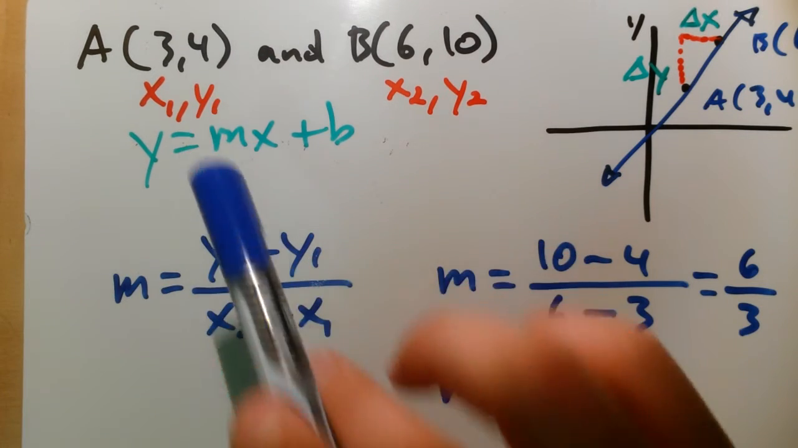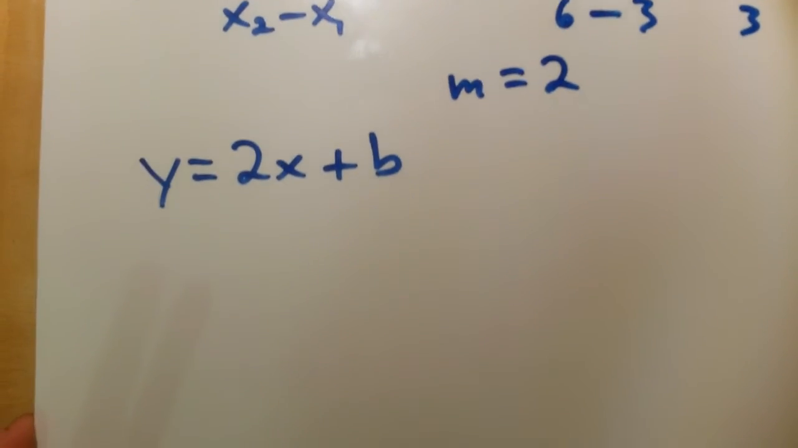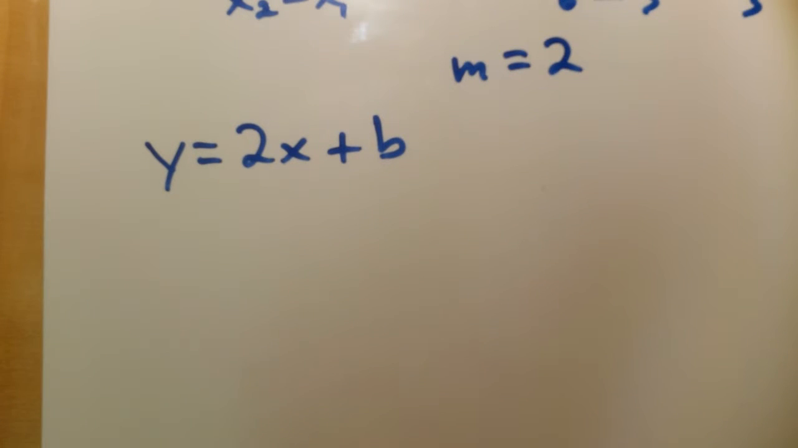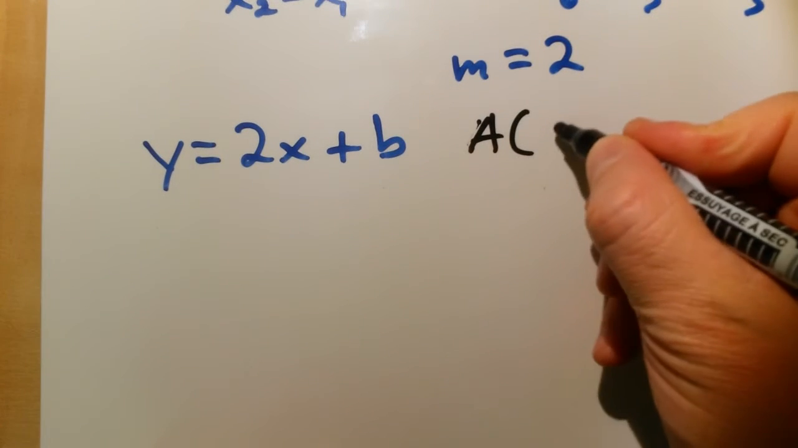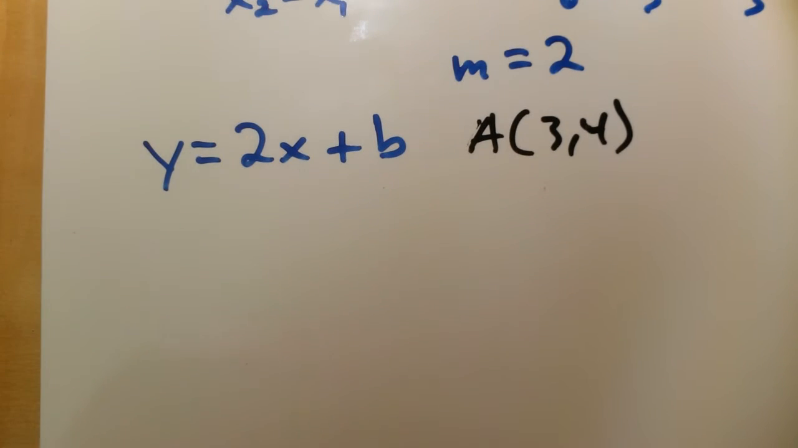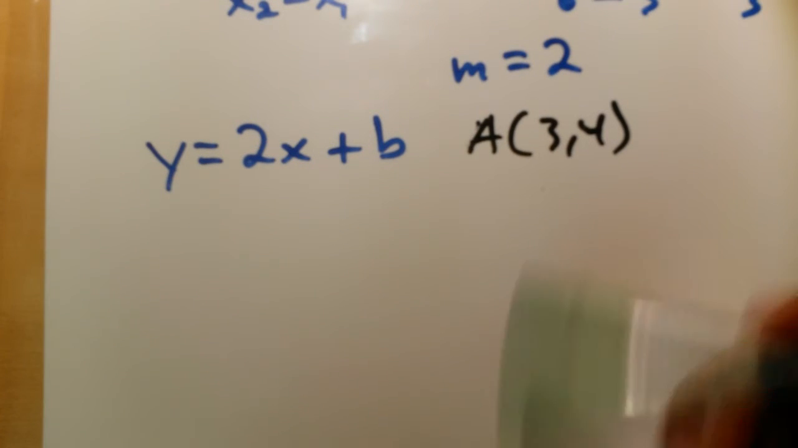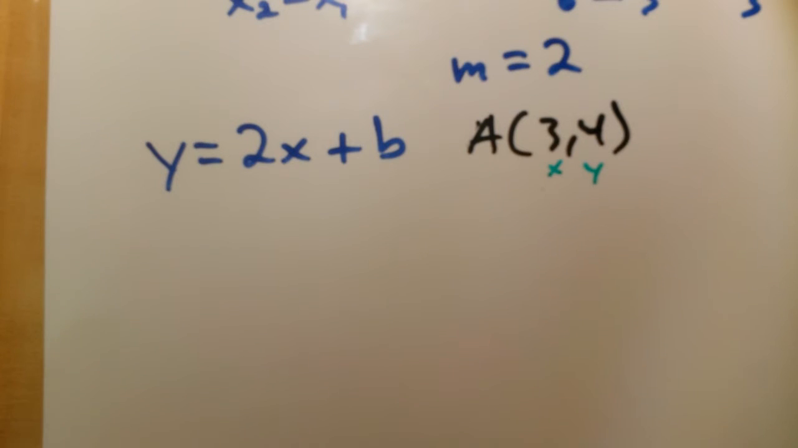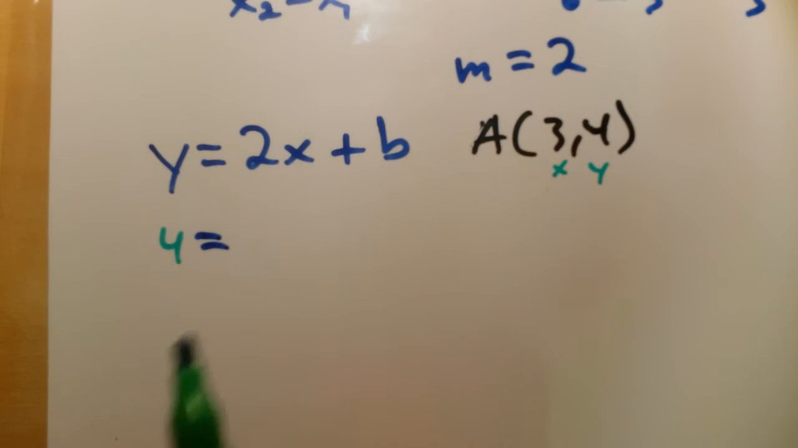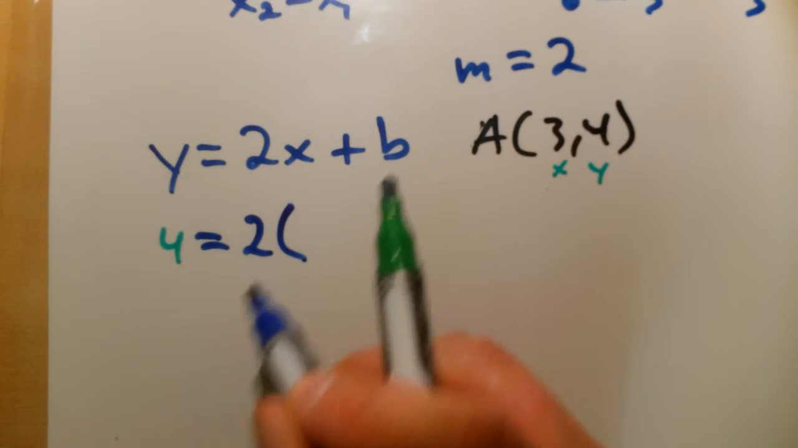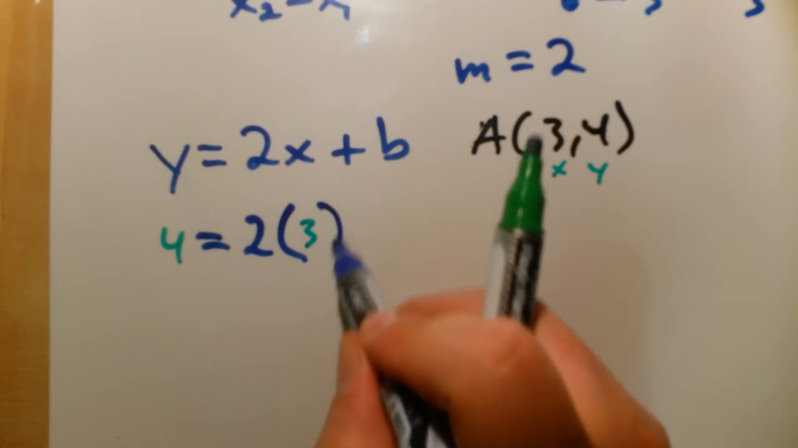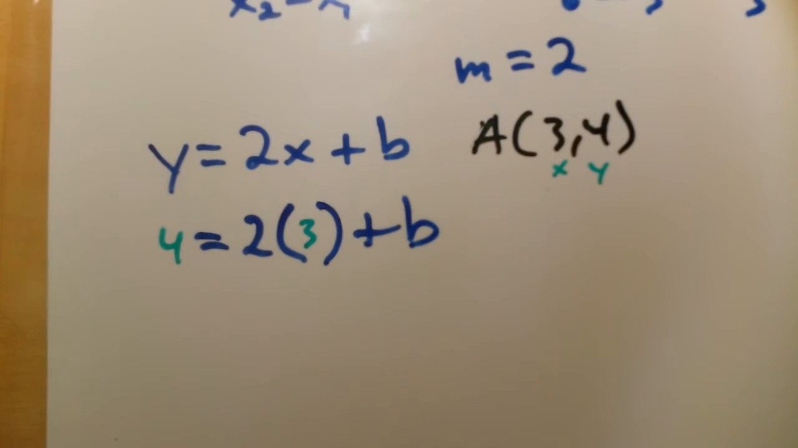So I'm going to choose point A because it has smaller numbers and I expect to have easier calculations by doing that. So let me rewrite point A here just so that I don't have to move this tile up and down. And let's substitute our values. So this is our x, y coordinate. Let's substitute 4 over here. So 4 is equal to 2 times x, which happens to be 3 here, plus b.